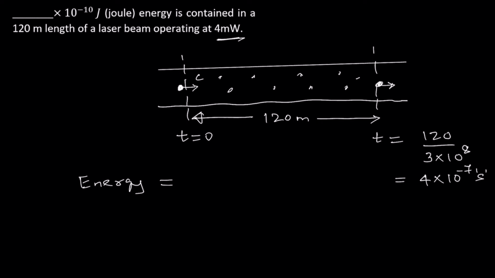So 4 milliwatt, which is 4 into 10 to the power minus 3, and the time is 4 into 10 to the power minus 7. This would be 16 into 10 to the power minus 10 joules. We need to express the answer as some number into 10 to the power minus 10 joules. So the answer will be 16.